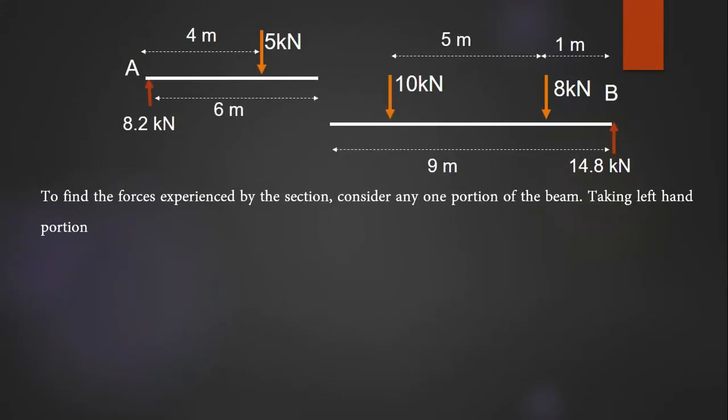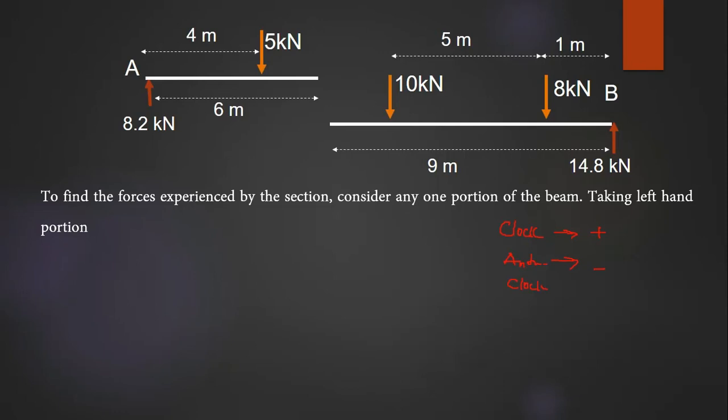So let me show you the calculation for bending moment also. Before going into the calculation of bending moment, let me remind you that if the moment is clockwise, it is taken as positive, and anti-clockwise, negative. If a moment because of a force is clockwise, it is positive, and if it is anti-clockwise, it is negative. So this is what we need to remember.